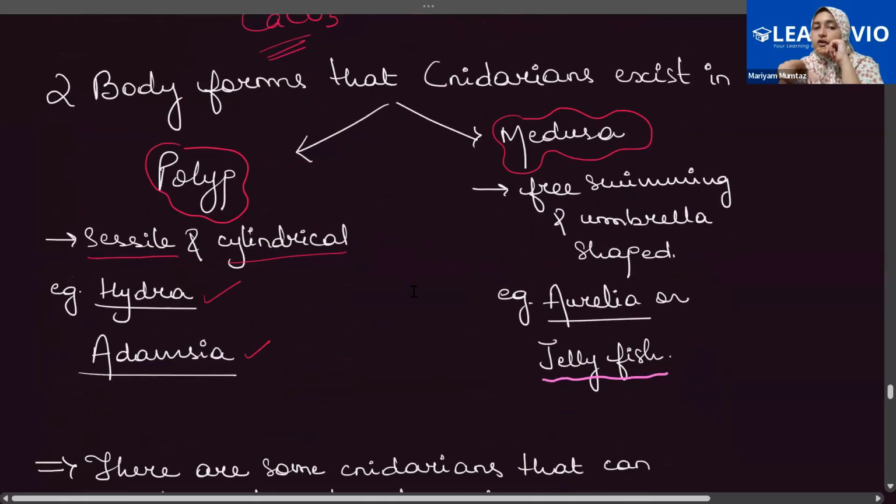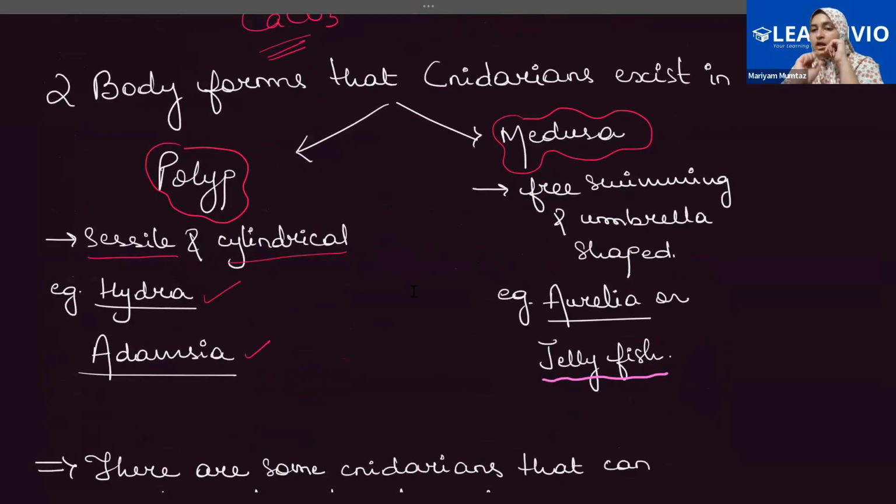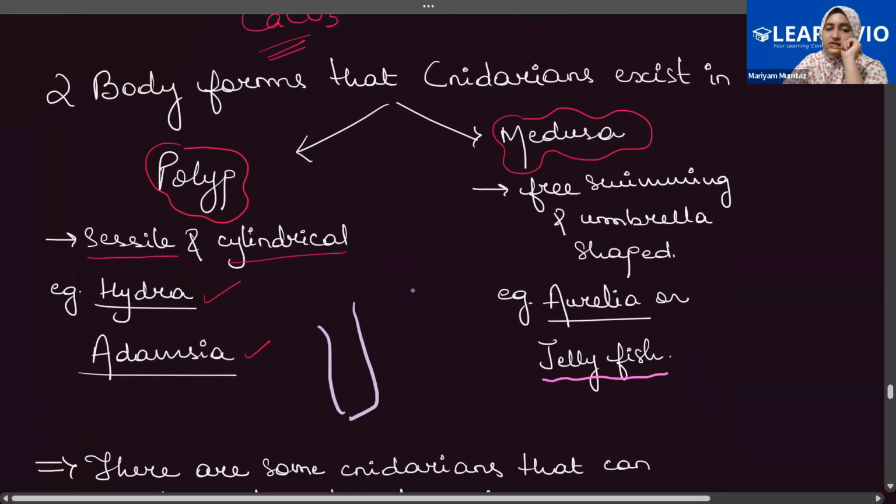Now the cnidarians have two body forms. These body forms are interexchangeable. One form of the body is polyp-like, meaning they have this kind of cylindrical structure, and this is a sessile structure, meaning it will stay in one place and not move. This is shown by Hydra and by Adamsia. Then the next structure is Medusa. This is a free-swimming, umbrella-shaped structure.